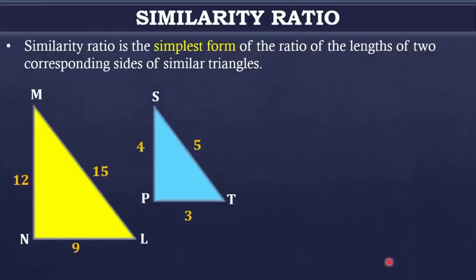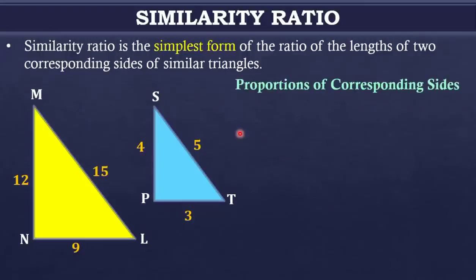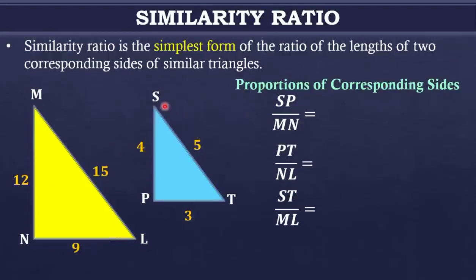So, let's have an example. So, I have here triangle SPT and triangle MNL with their measures of the sides. So, kunin natin yung proportions of corresponding sides. So, we have SP is to MN. And then, PT is to NL. And then, ST is to ML. So, ito po yung ating corresponding sides. Okay? So, ito po yung corresponding sides ng ating similar triangle.